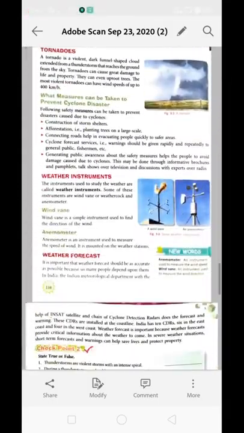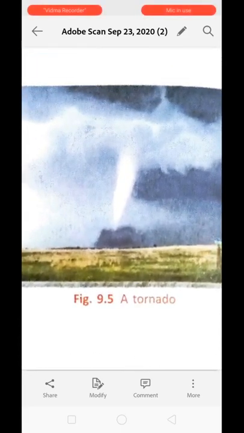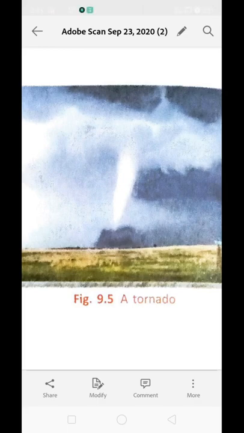Clear? So a tornado is a violent dark funnel shaped cloud. See over here. A tornado is a dark funnel shaped cloud extended from thunderstorm that reaches to the ground from the sky. Means tornadoes are extended from sky to ground.